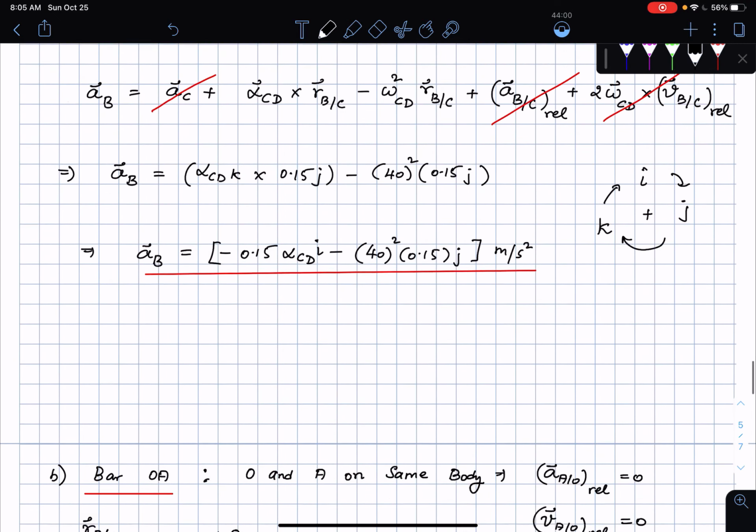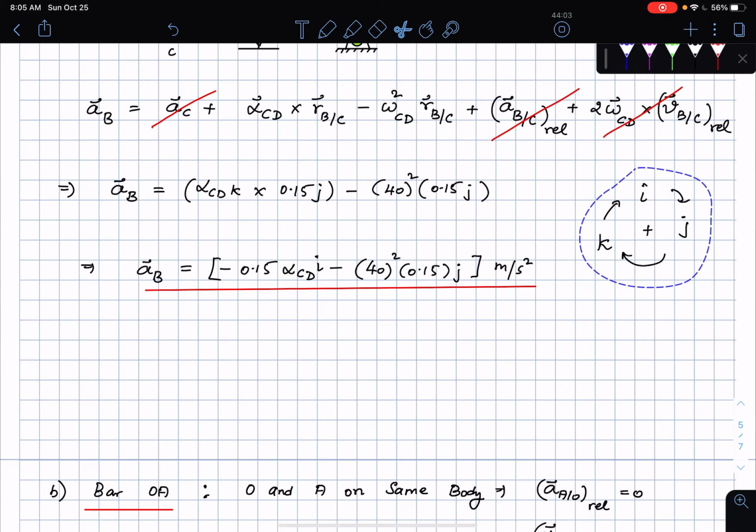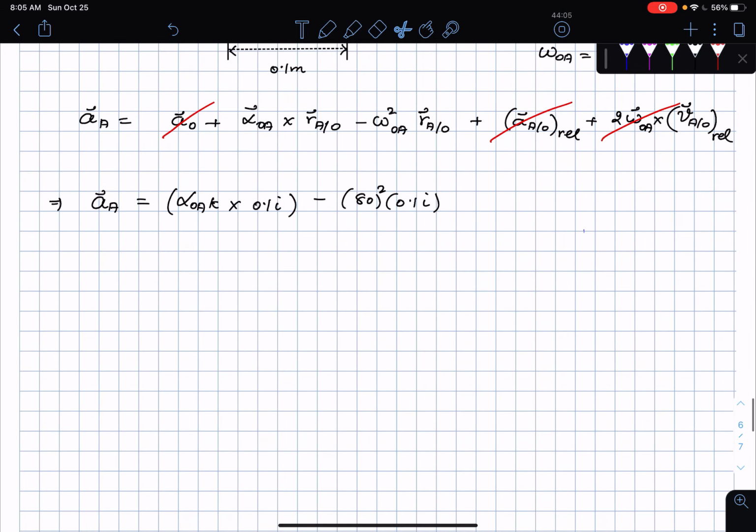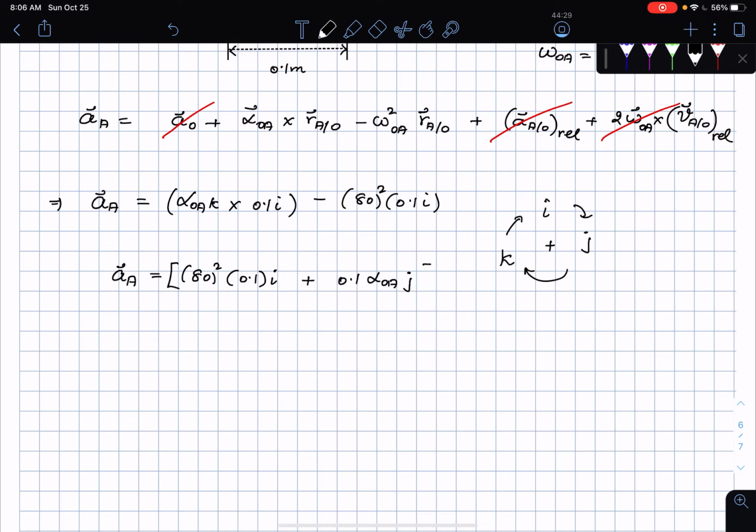Then you can write down your triad from above. Just going to grab that guy. Okay, and based upon the triad, K cross I is J. Okay, so that's 0.1, or let me write it down this way. So this is going to be 80 squared times 0.1 I plus 0.1 alpha OA in the J direction. Okay, so that's what I have. All right, so we're almost done.